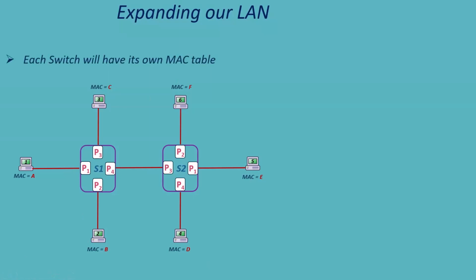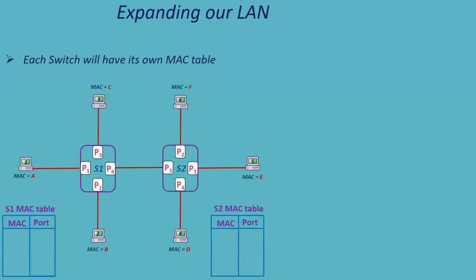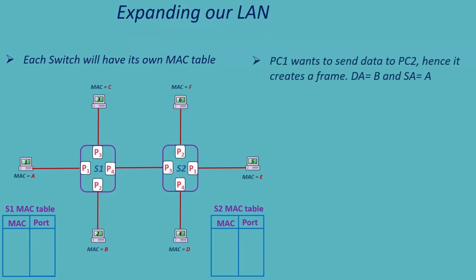So the key point here is that each switch maintains its own MAC table and they make their own independent decisions. We will take a frame and make it transit, starting from the PC, and see how it interacts with switches as it takes its path. Okay. So PC1, let's say, wants to send data to PC2, creates a frame, DA is equal to B and SA is equal to A. Send it out of the NIC to the wire.